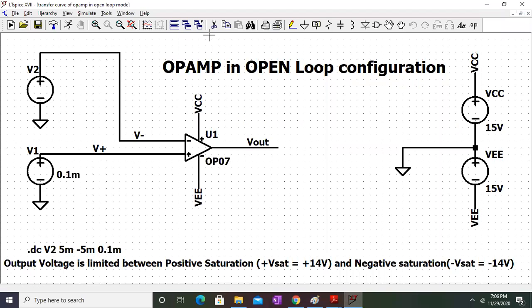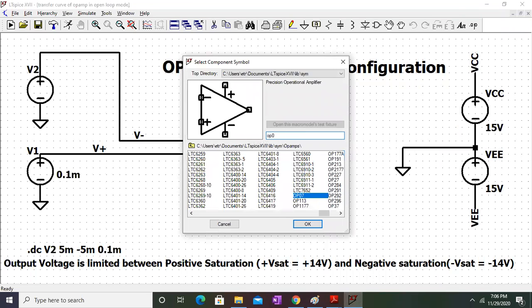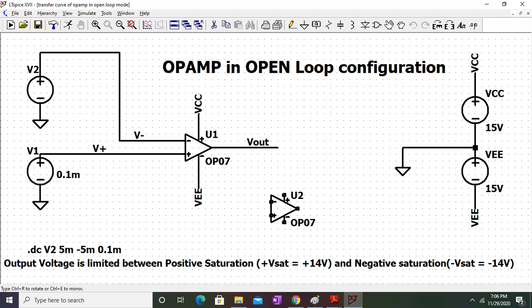So I'm building this circuit in LTspice. This is LTspice free software, an EDA tool basically. Here I have taken an op-amp, OP07, from the library. You can type OP07 and it will appear. It's a precision operational amplifier, and here we can give the power supply connections VCC and VEE.